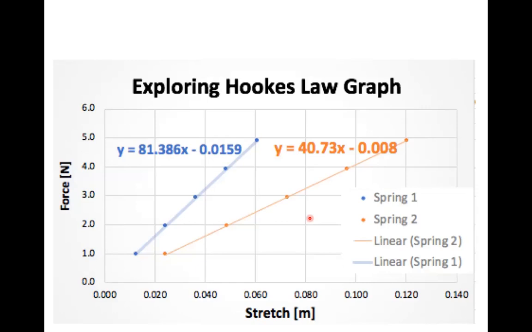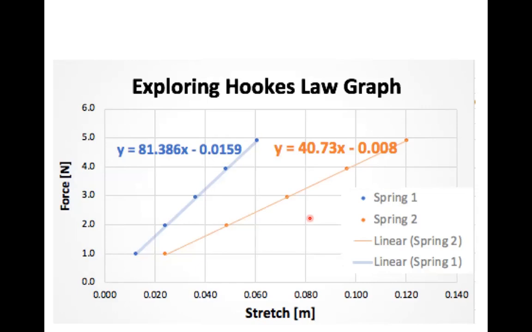If we look back to that FX diagram, the graph for the blue and orange springs, what does the steepness of this line represent? So pause this video and think. Try to answer the question, what does the steepness of this line represent?